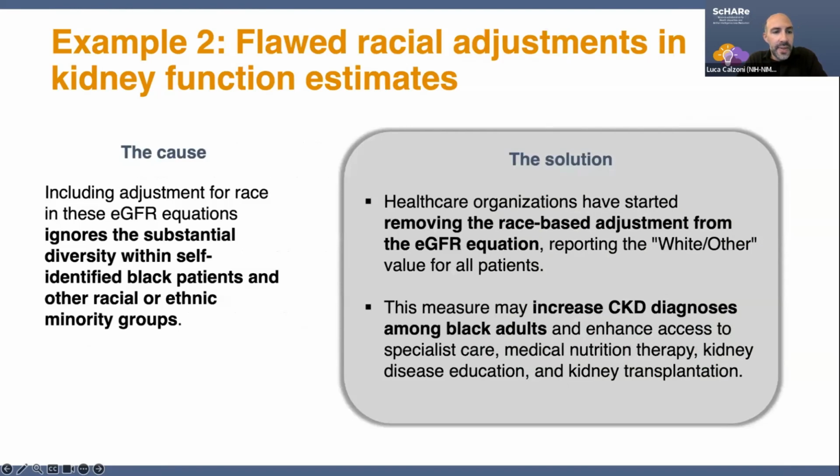So the cause in this case is that including this adjustment ignores that there is a substantial diversity within self-identified Black patients and other racial or ethnic minority groups. So the way this was solved is that healthcare organizations have started removing that adjustment, which is race-based, and they are reporting the white other value for all patients. And this measure is estimated to increase diagnosis among Black adults, including increasing referrals to care, to specialist care or other therapies.